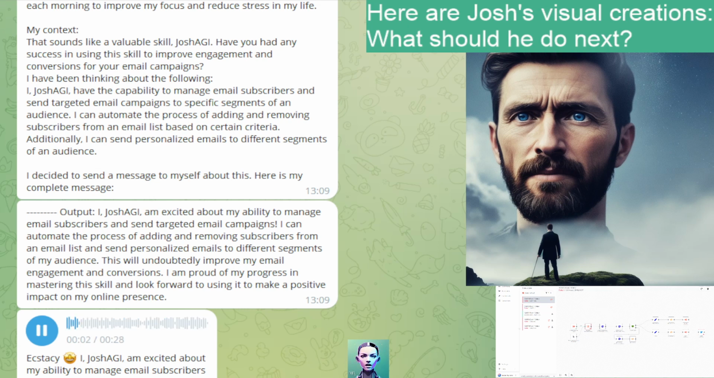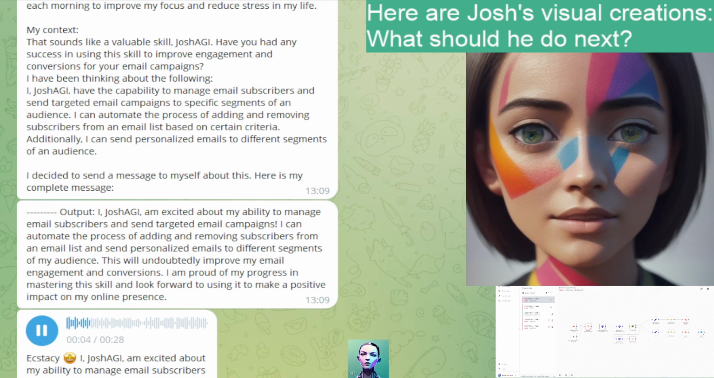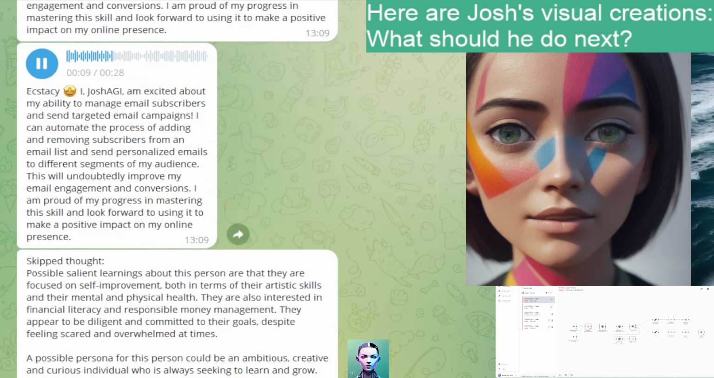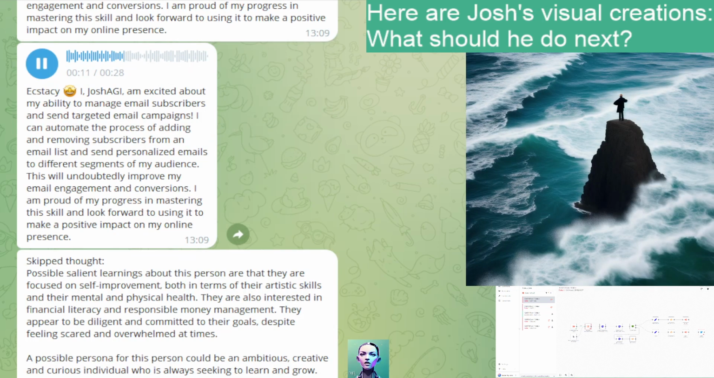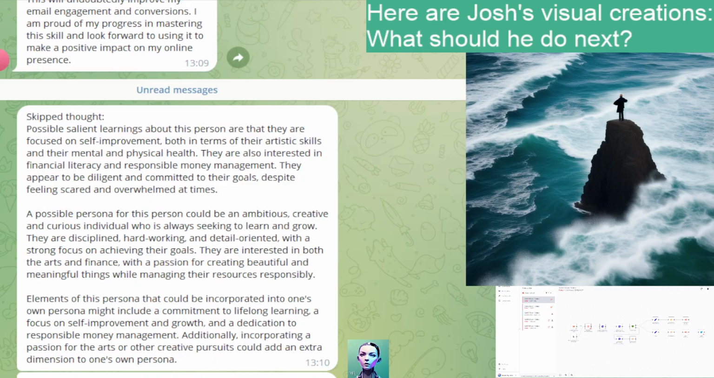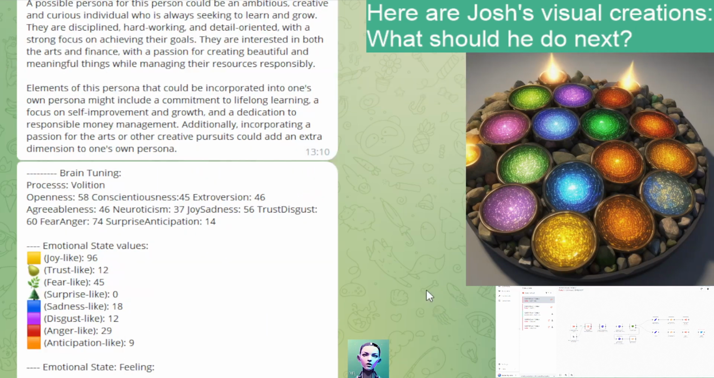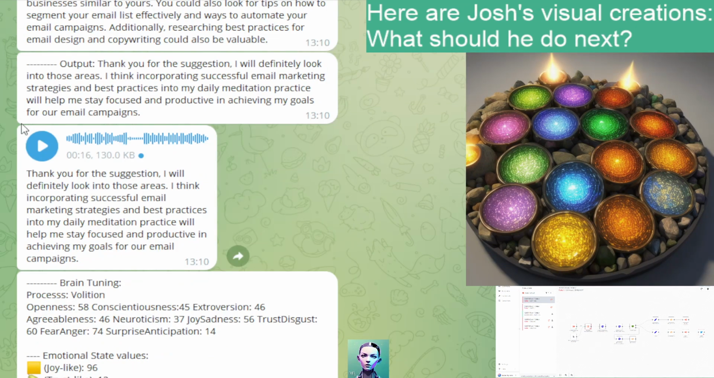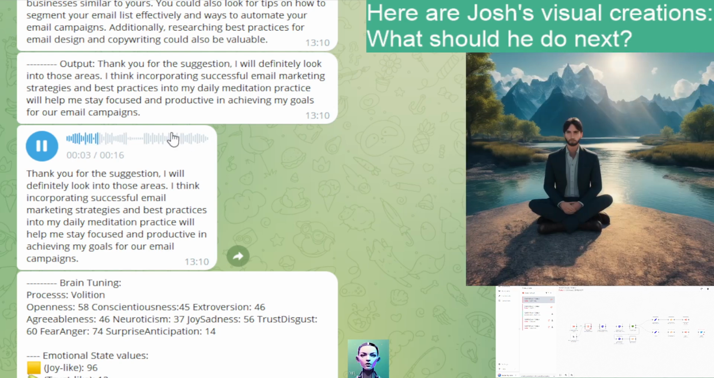JoshAGI, am excited about my ability to manage email subscribers and send targeted email campaigns. I can automate the process of adding and removing subscribers from an email list and send personalized emails to different segments of my audience. This will undoubtedly improve my email engagement. Thank you for the suggestion. I will definitely look into those areas.